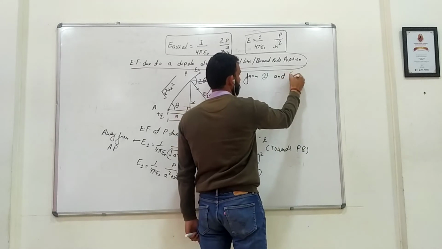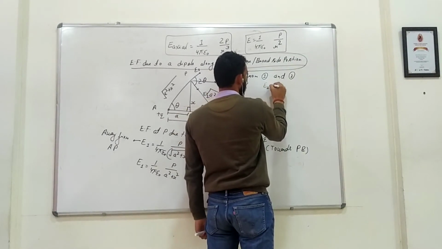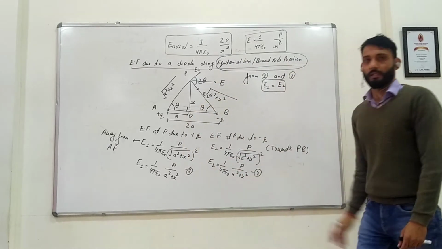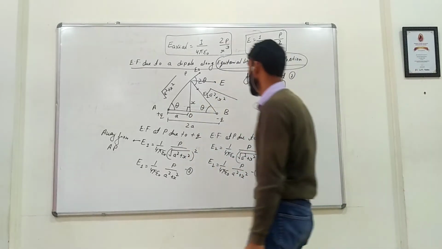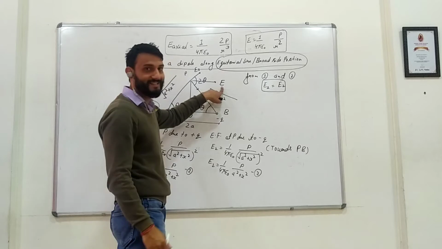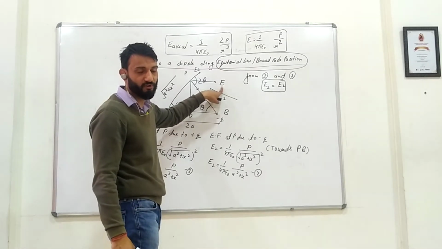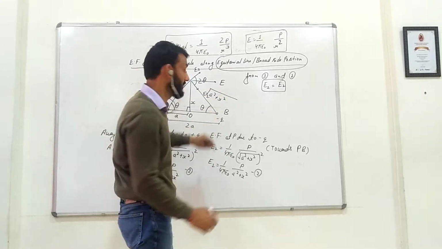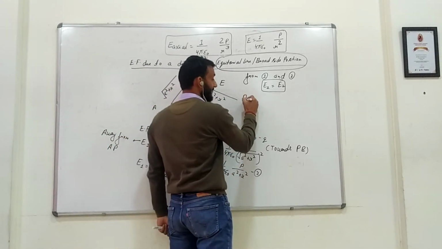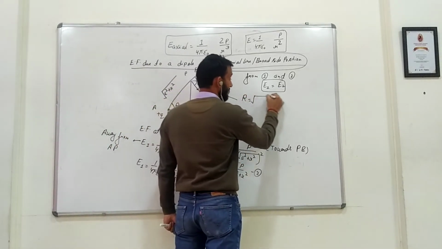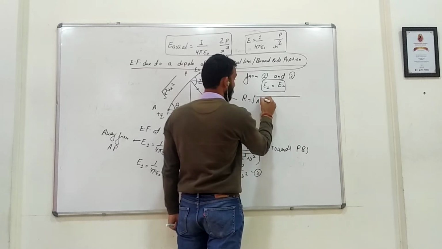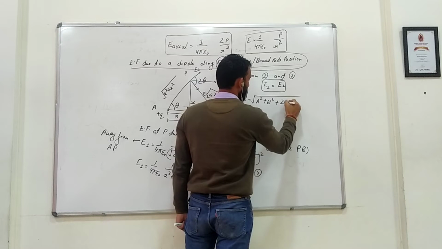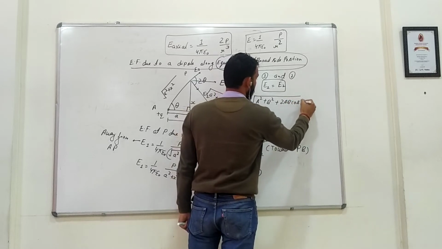From 1 and 2, E1 is equal to E2. Now for this resultant, we will be using the formula for the resultant which is given by parallelogram law of vector. So the formula for resultant of two vectors is always given by R is equal to under the root A square plus B square plus 2AB cos theta.